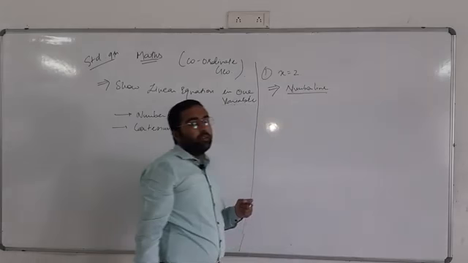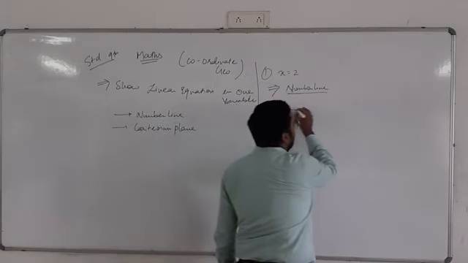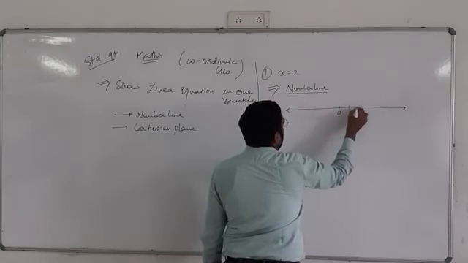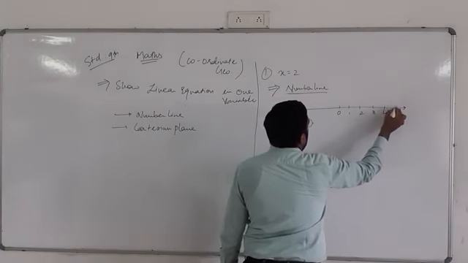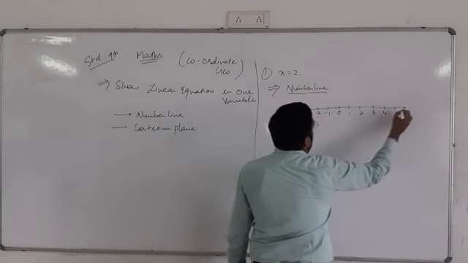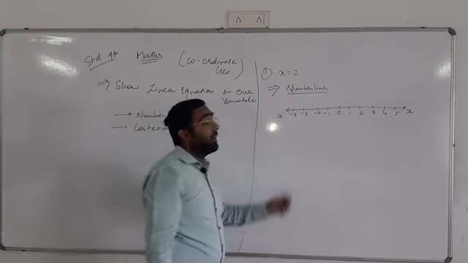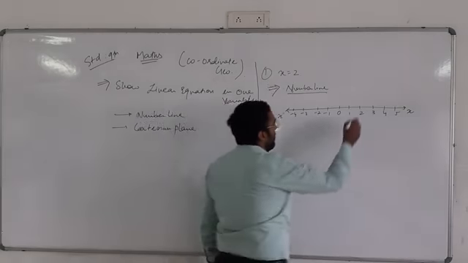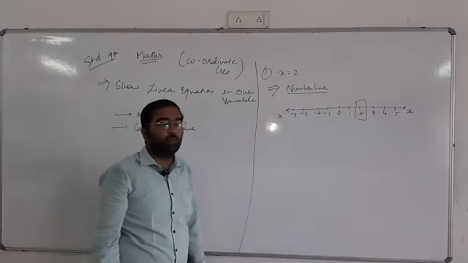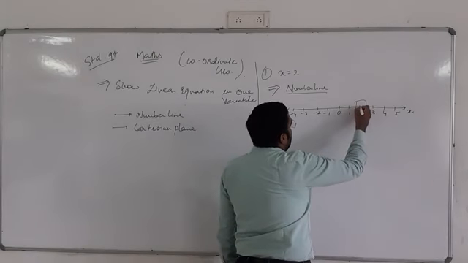As per the question, you have directly the value x equal to 2, so you just draw the number line: 0, 1, 2, 3, 4, 5, minus 1, minus 2, minus 3, minus 4, and this is your x axis. Now your value of x is 2, therefore you represent 2 here. This is the basic number line for a linear equation in one variable.